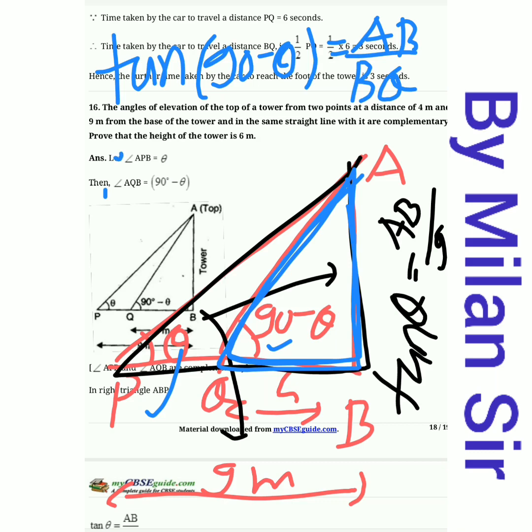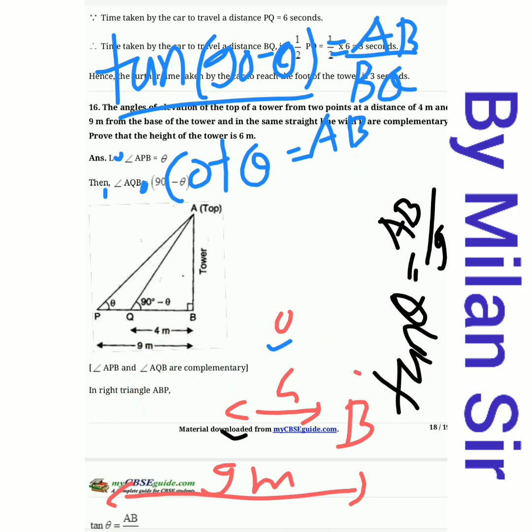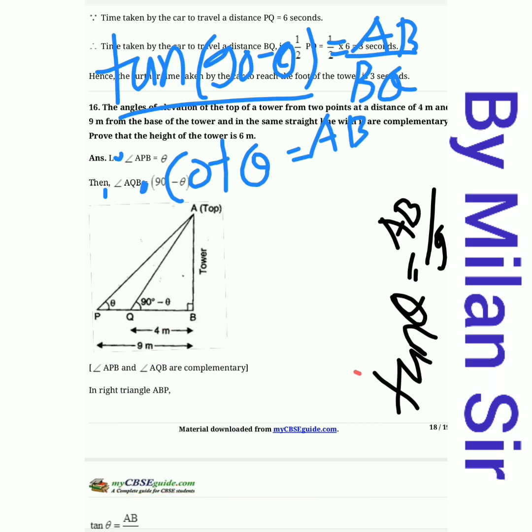Now we know one formula for tan 90 minus theta. We learned this in chapter 8, complementary angles. Tan 90 minus theta is equal to cot theta. So use that formula here. In place of tan 90 minus theta, I am writing cot theta. Okay, AB upon QB, that we know is 4 meter. So here we get two values, cot theta and tan theta.